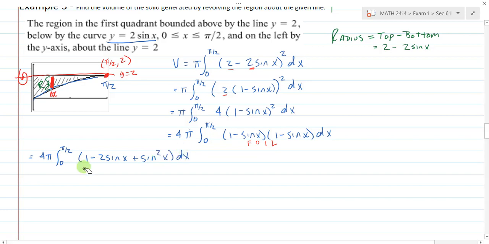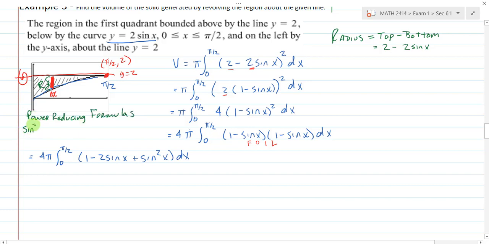I can integrate 1. I can integrate sine. I can't integrate sine squared. So in order to integrate sine squared, we're going to have to use what's called a power reducing formula from trig. You will have access to your trig formula sheets to help you with these trig identities, but this is one that we're going to use often enough. It is worth memorizing. So let me just write down the power reducing formulas for both sine and cosine.